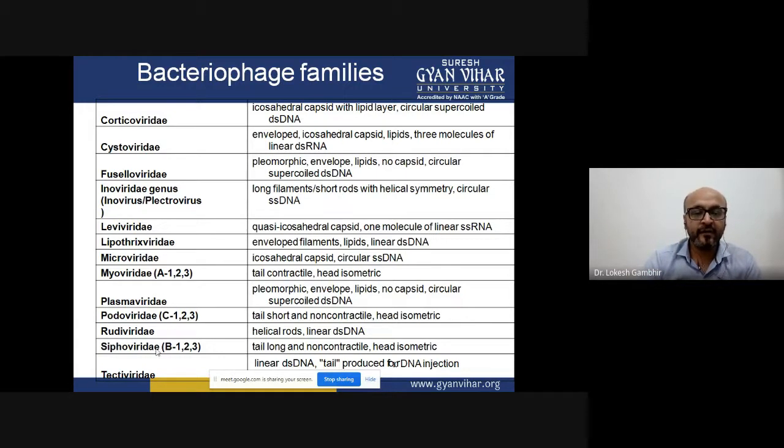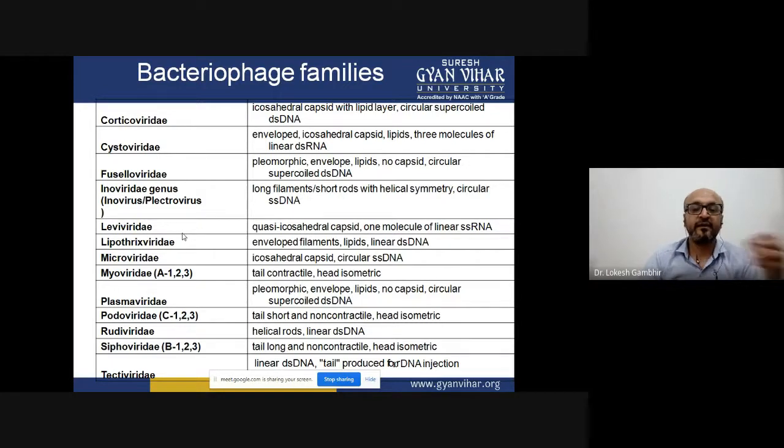Or we are talking about Microviridae. Now this Microviridae is very unique. Why? Because it contains single strand DNA, but it is not linear, it is circular. The Microviridae contains circular single strand DNA. And then we have Leviviridae. The Leviviridae follows the quasi-icosahedral capsid symmetry, and it contains only a single molecule of single strand RNA.